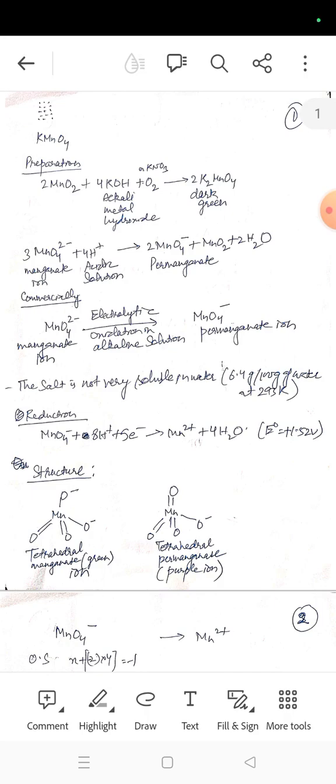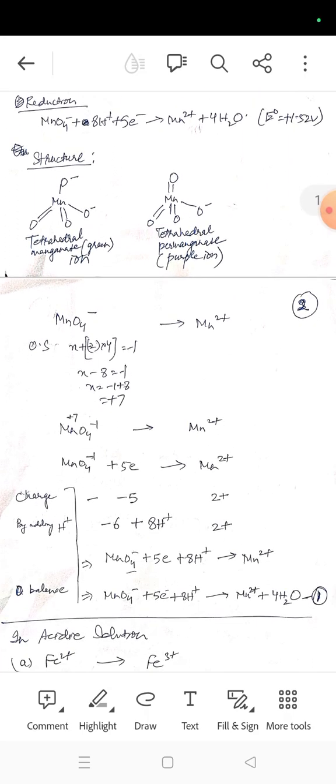on reduction, this permanganate ion in acidic medium gains 5 electrons, gives you Mn2+ plus 4H2O, and the reduction potential is +1.52 volt. The structure of manganate as well as permanganate ion is tetrahedral. So both are tetrahedral in structure. Then the oxidation state of manganese in permanganate is +7.